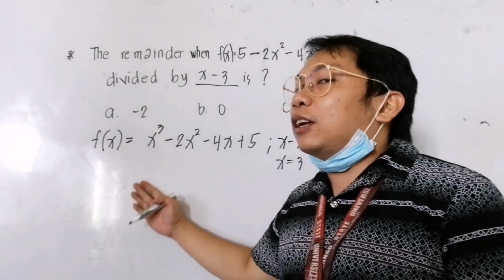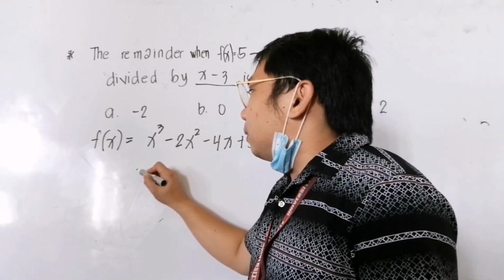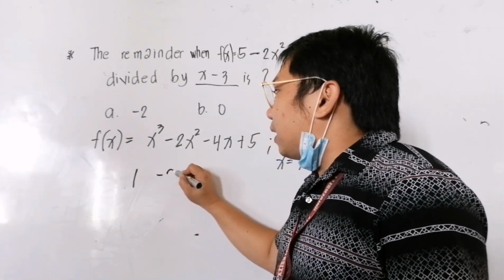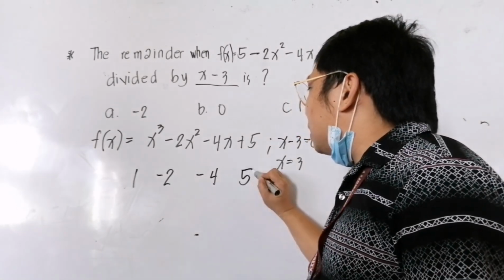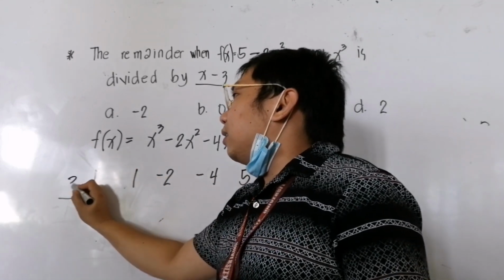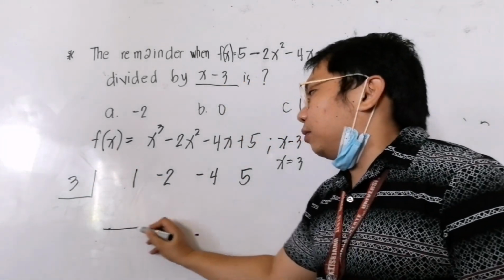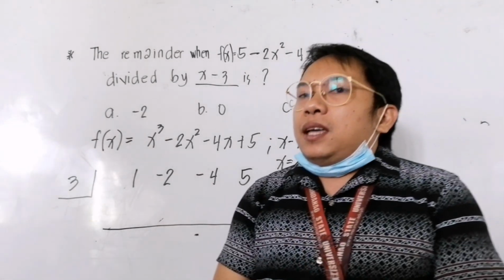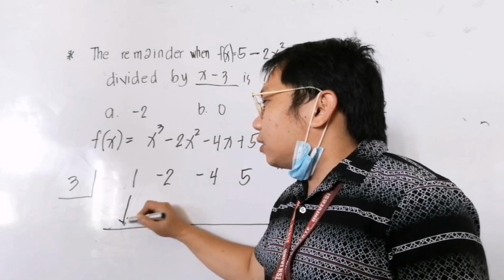So taking out the numerical coefficients of your polynomial function, this is just simply 1, this is -2, this is -4, and this is +5, divided by our divisor constant, which is 3. Again, we will write a line below. So bring down the first constant.